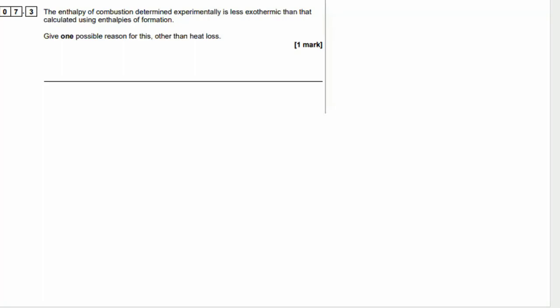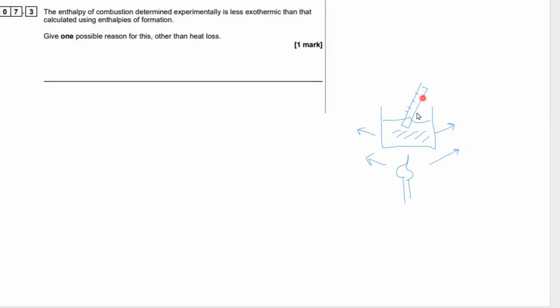7.3, the enthalpy of combustion determined experimentally is less exothermic than calculated using enthalpies of formation. Give one possible reason other than heat loss. So this is very faint, hasn't come out very dark at all. But imagine you're heating up some water here. Obviously, you've got a thermometer in there. You need to measure the temperature change. That's how we calculate our joules. However, we're losing a lot of the heat. So this would be a reason why we get a less exothermic reaction.